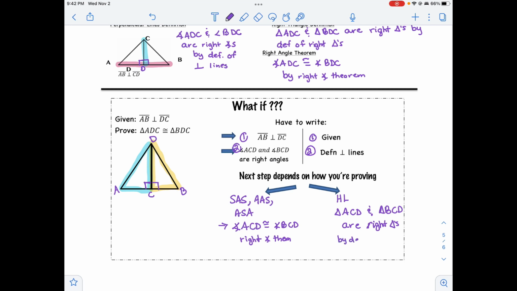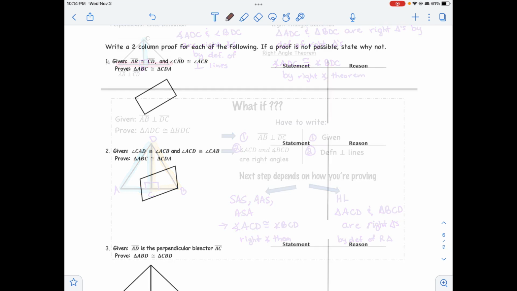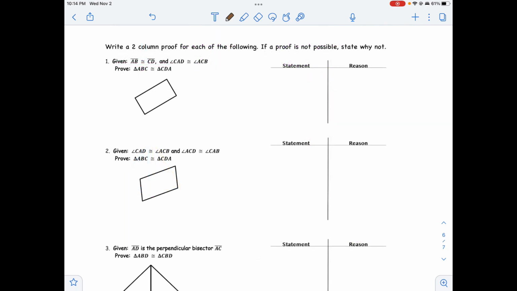So by definition of right triangles. All right, for this next section and the rest of the booklet, you're going to be doing two-column proofs and proving if it is possible to prove, and if not, you state why. So we'll do the first one together.